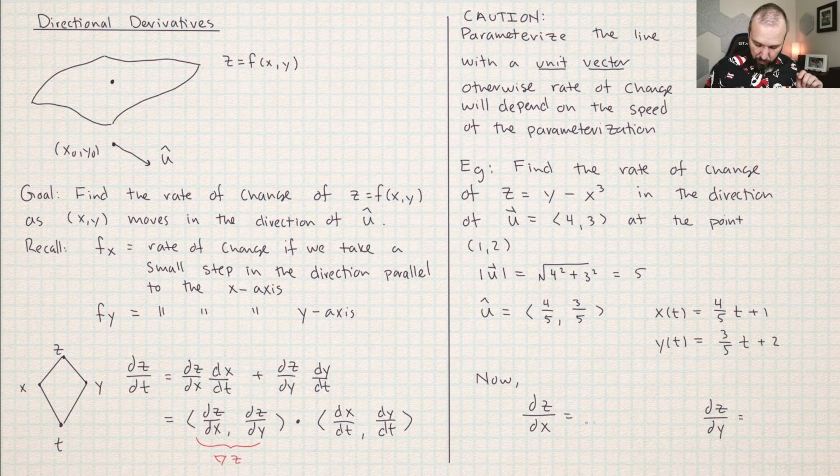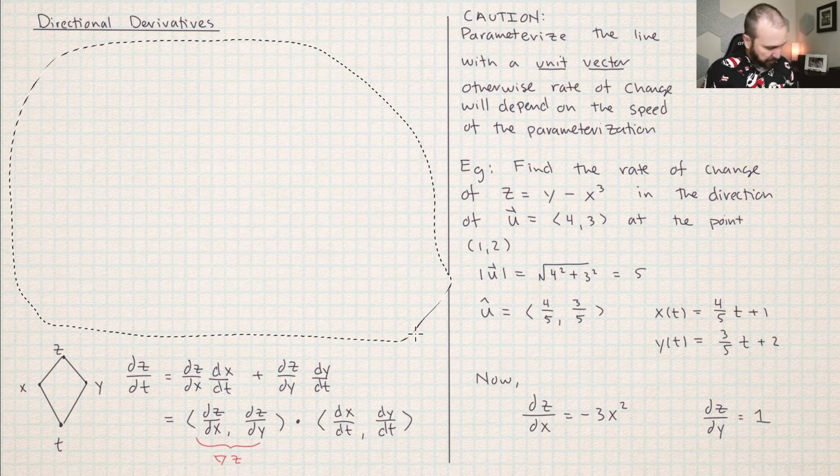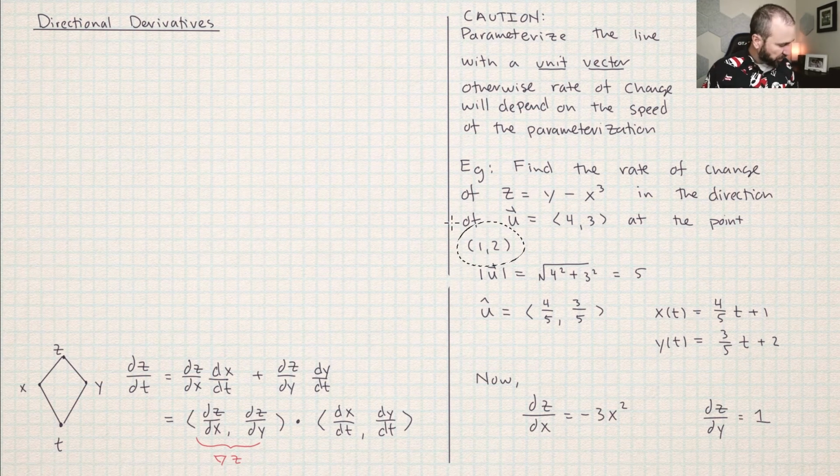So now what I need to do is get these dx/dt's and dy/dt's, and the ∂z/∂x's and ∂z/∂y's. Okay, so there's my surface. Remember, calculating partial derivatives is easy. For ∂z/∂x, I'm just going to pretend that y is constant. So I get negative 3x squared, and for ∂z/∂y, I'm just going to get 1. But we actually care about these partial derivatives at the point (1, 2).